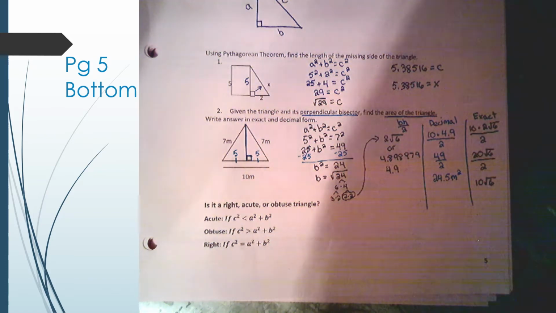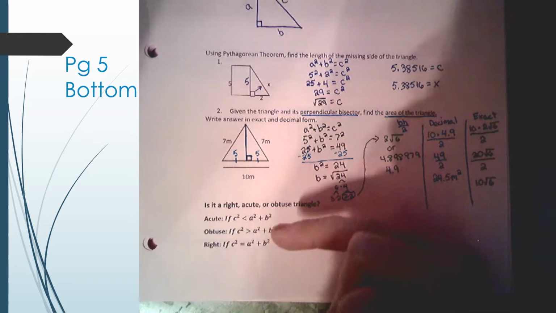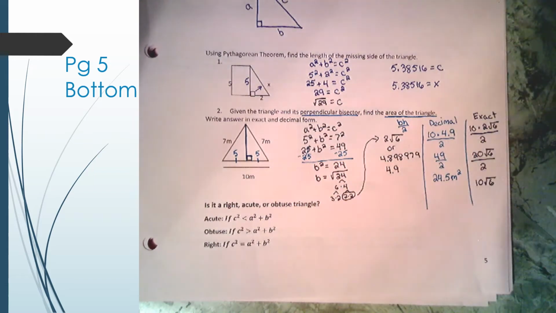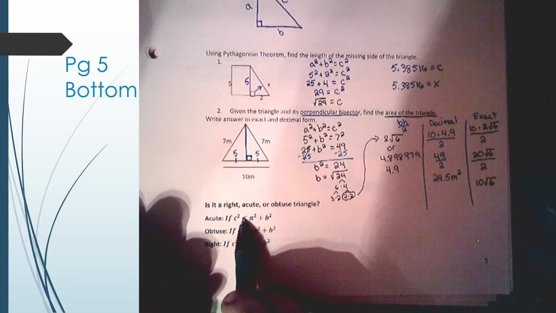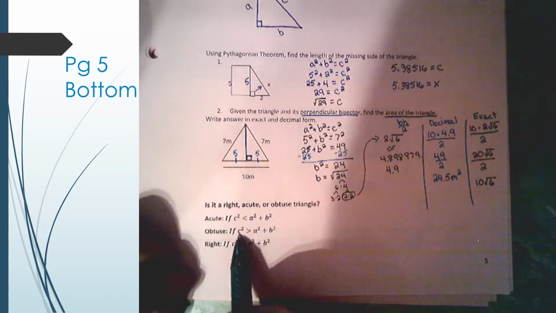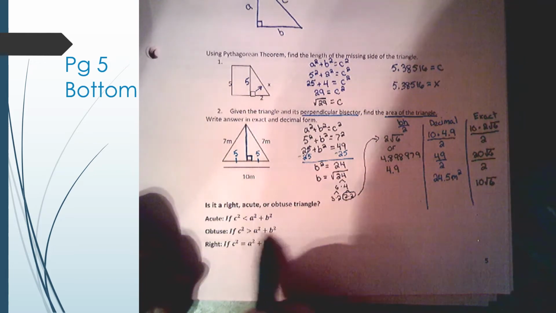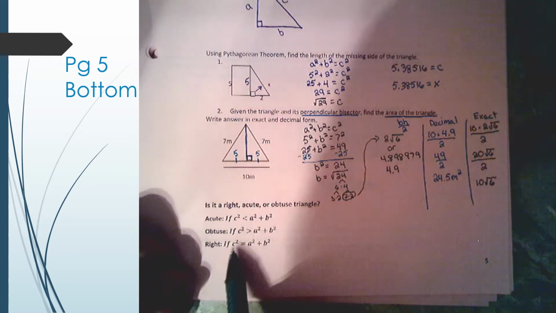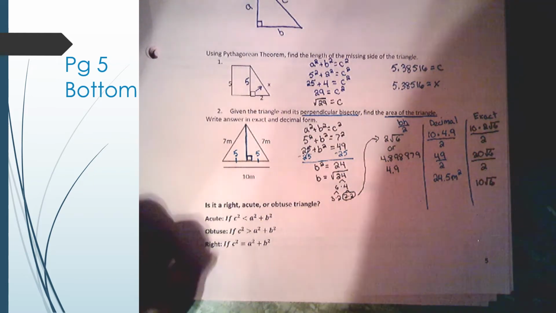All right, so on the bottom of this page it says, is it a right, acute, or an obtuse triangle? These are all the equations that help you know what kind of triangle it actually is. If c squared, the longest side, is less than a squared plus b squared, it's acute. If the longest side is greater than a squared plus b squared, so the two legs, it would be obtuse. And if c squared is equal to a squared plus b squared, then it's a right triangle.